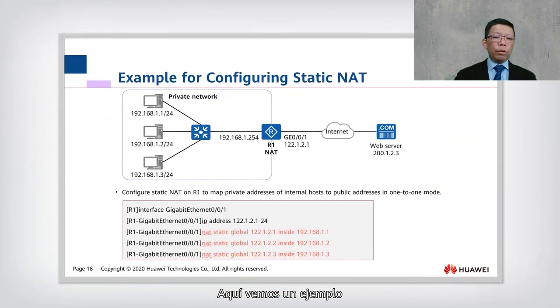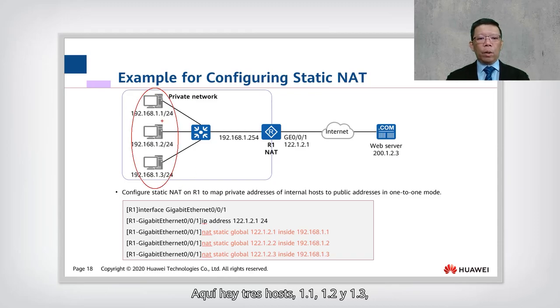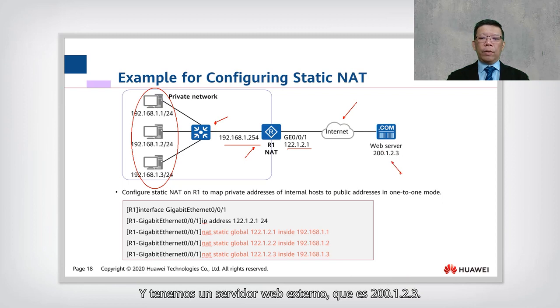So here we are looking at an example of configuring static NAT. In this example, we have a topology. We have 3 hosts here, 1.1, 1.2, and 1.3, using a private network connecting to a switch, and then the switch connects to a router. The router has a gateway of 192.168.1.254, and the router also has an interface with an IP address of 122.1.2.1, which is connecting to the internet, and we have an external web server which is 200.1.2.3.